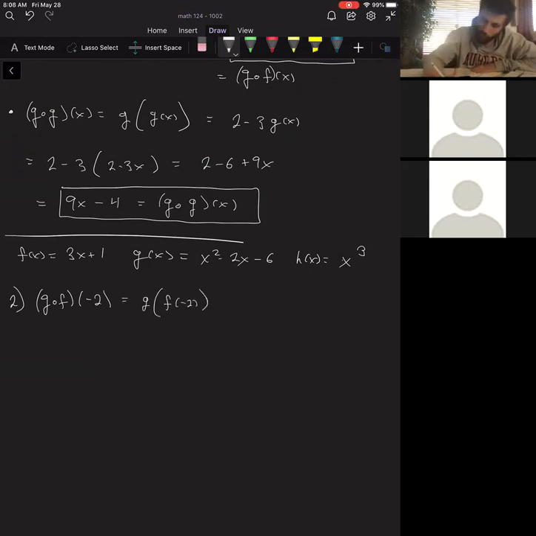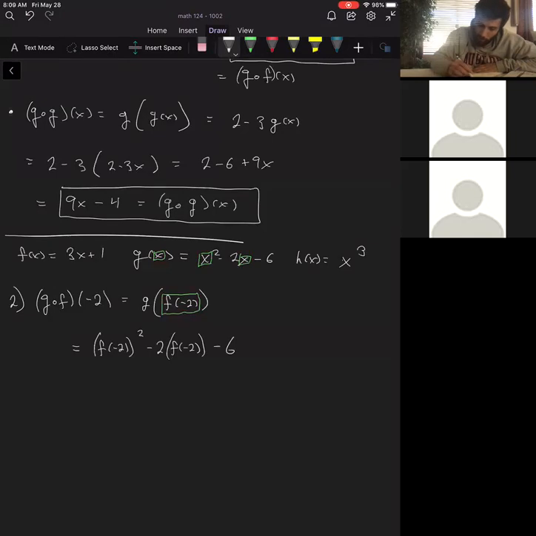Okay, so what's g? If we look at g again, anything that goes in the parentheses for g, we put it here, and then we put it here. So now we're plugging in f of minus 2 inside of g. So this is going to equal, g is x squared minus 2x minus 6, so this is f of minus 2 squared minus 2 times f of minus 2 minus 6.